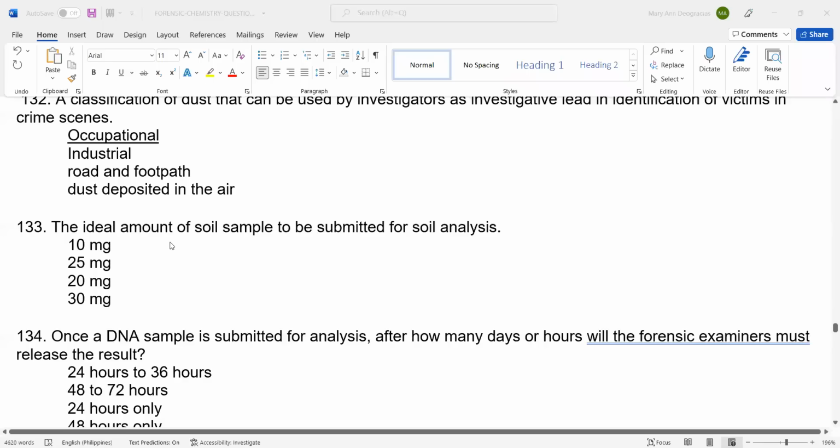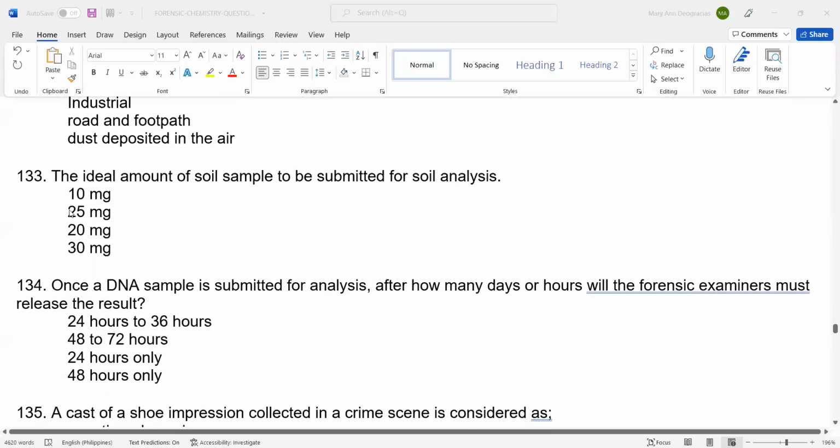The ideal amount of soil sample to be submitted for soil analysis. Okay, baka nakalimutan nyo to. It's 25 milligrams.